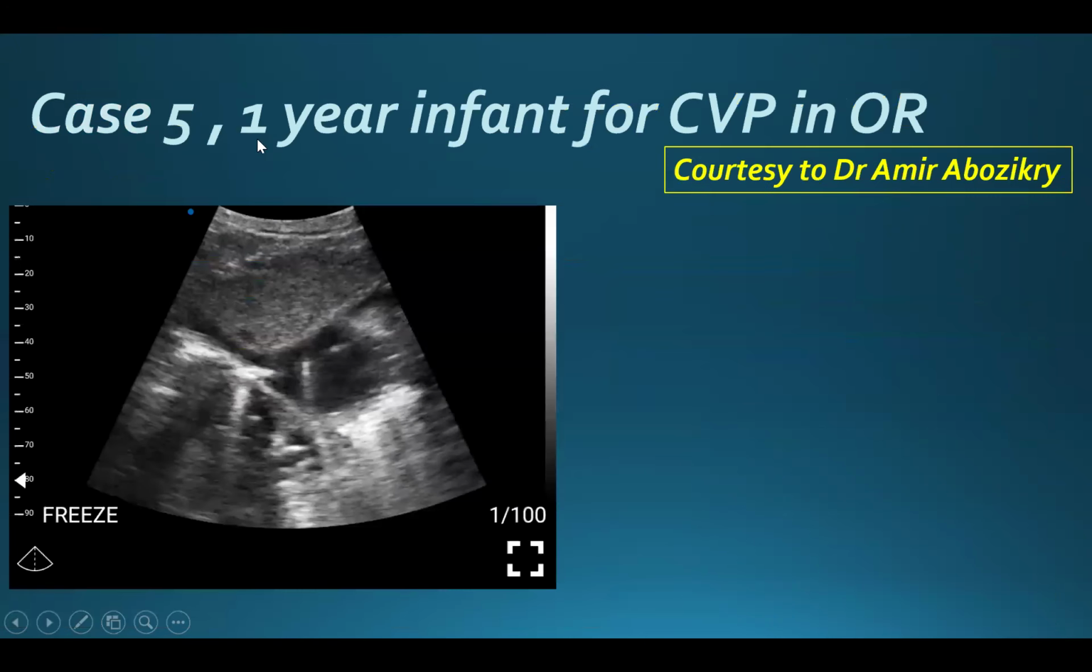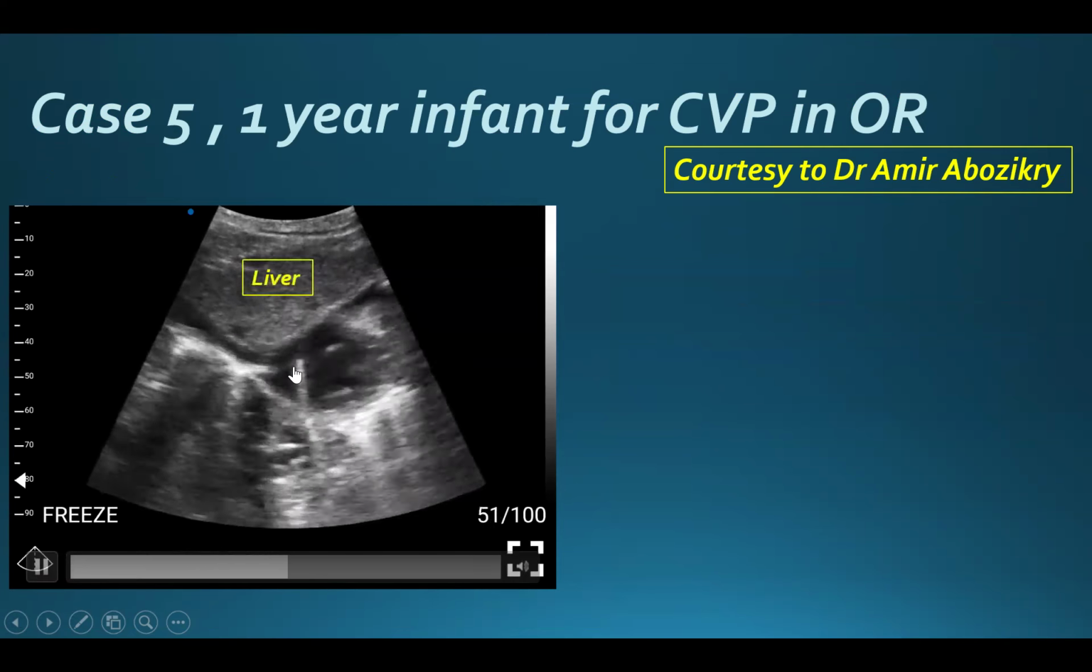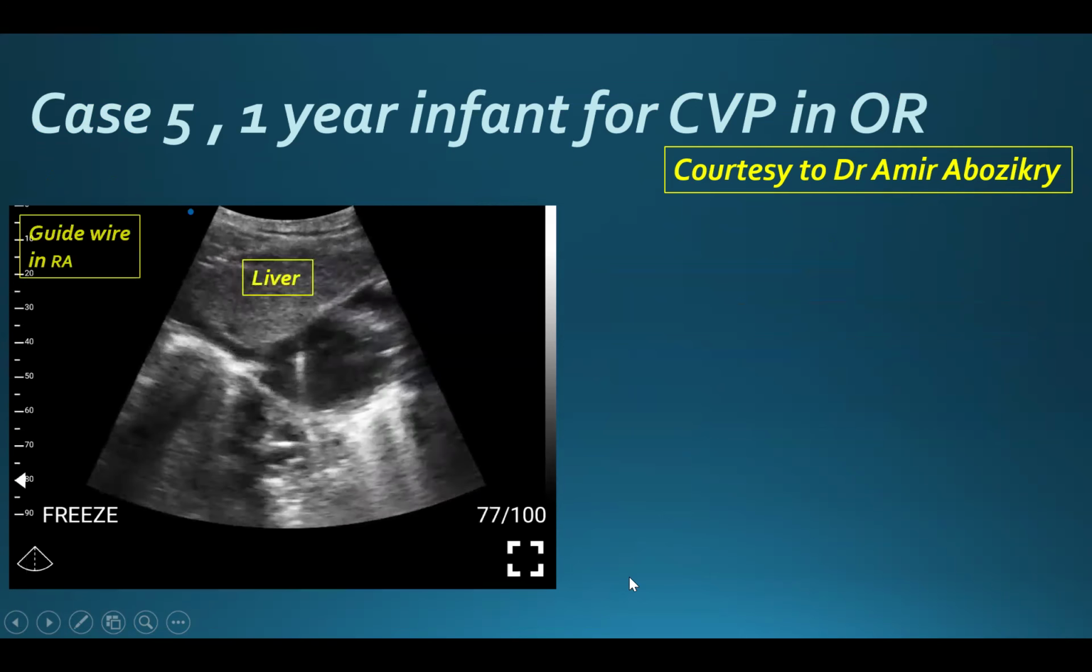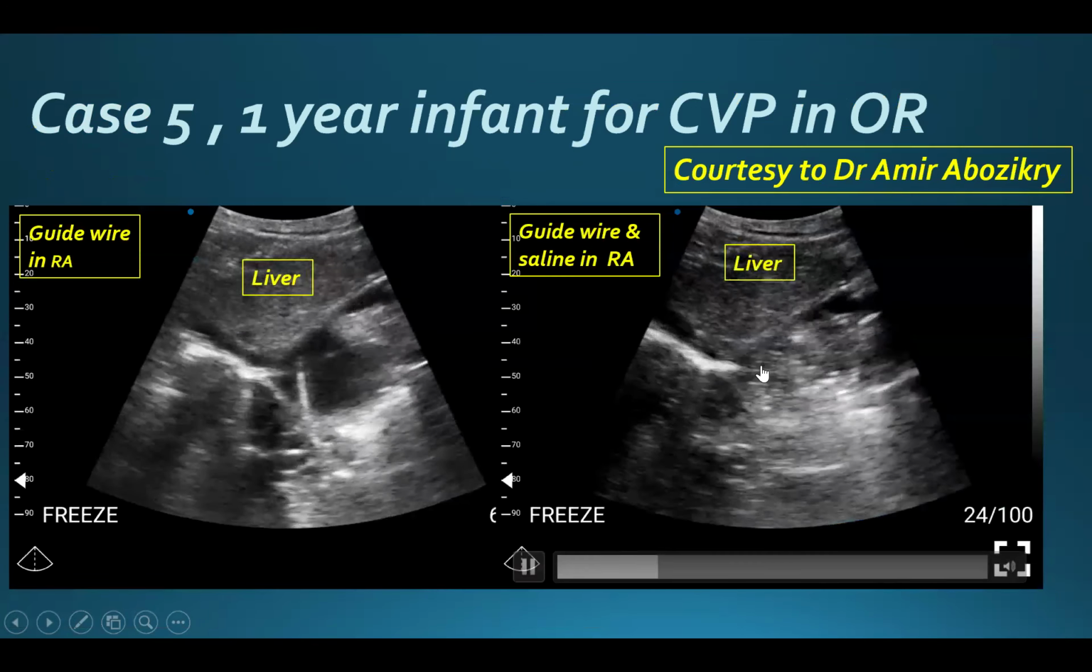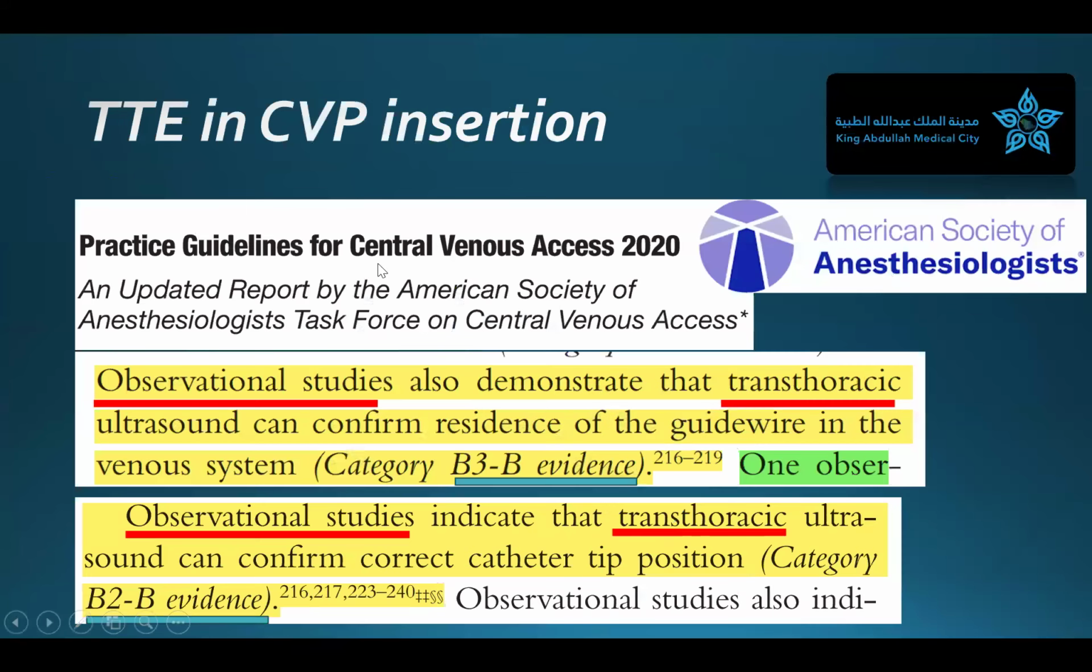In an even smaller case, a 1-year-old infant, for the same procedure, you can see here the guide wire of the central line insertion in the right atrium, and here you can see the wire and the saline injection. By reviewing the practice guidelines for central venous access 2020 by the American Society of Anesthesiologists, you can say there are a lot of observational studies confirming transthoracic ultrasound can confirm the guide wire position or catheter tip position.